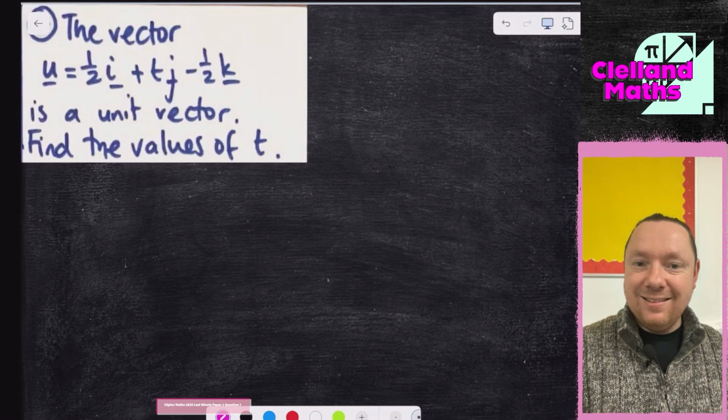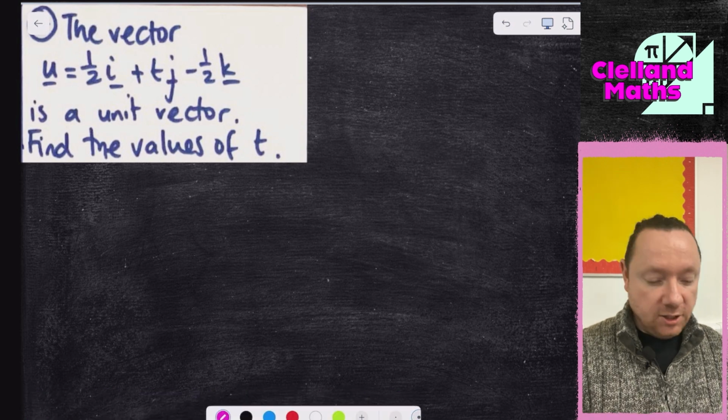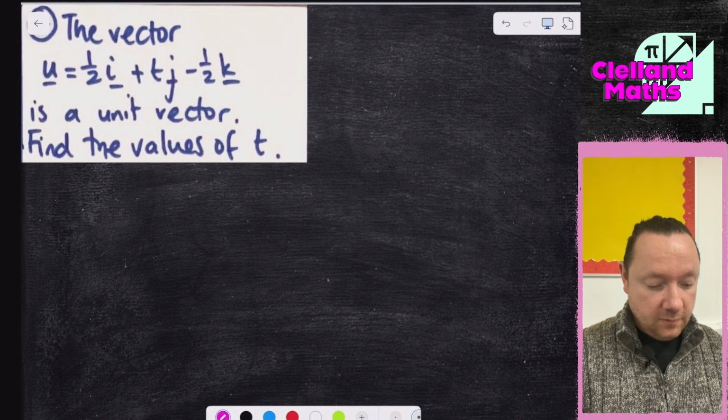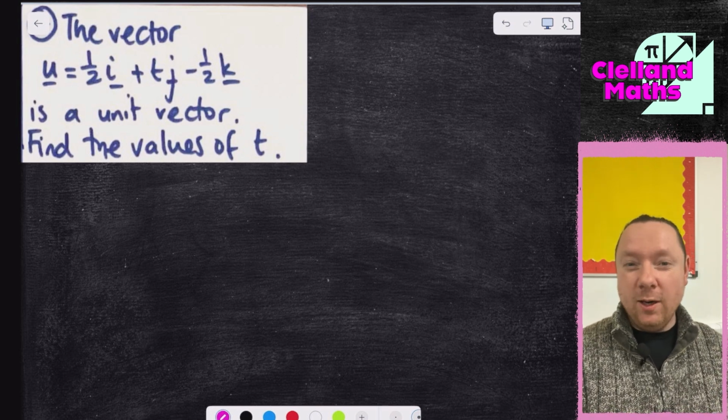And we're done there. SQA Higher Maths 2025, last minute paper 1, question 7. The vector a half i plus tj minus a half k is a unit vector. Find the values of t. Basically the question actually, do you know what a unit vector is? Maybe you don't, but I'll tell you.